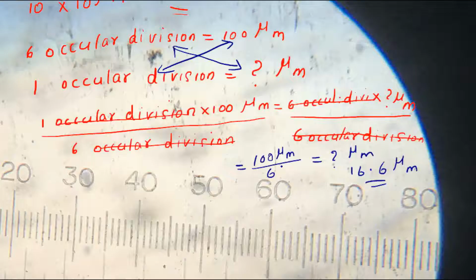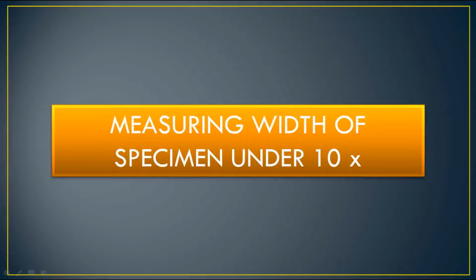While you are performing this practical, it's not necessary to work out all these steps. Directly you can go to this step. For understanding how you got this equation, how you got this step, that's why I explained all these steps. Clear? Next, we need to find the width of a specimen under the 10x, because we already finished the calibration. That's what I am going to show you next.